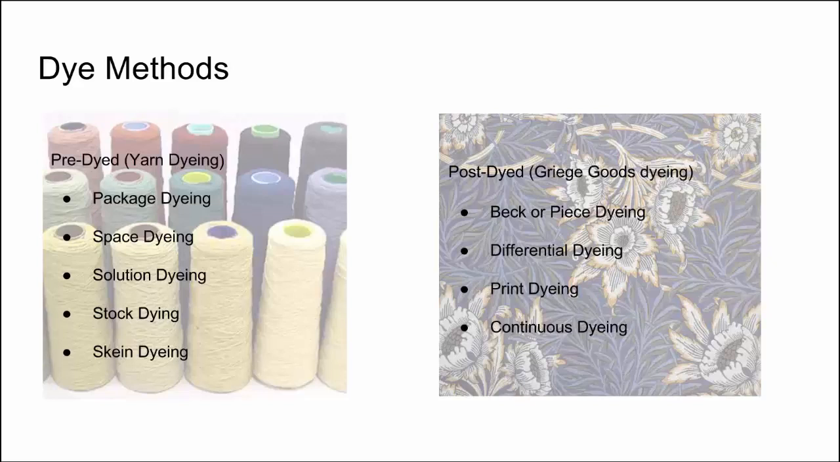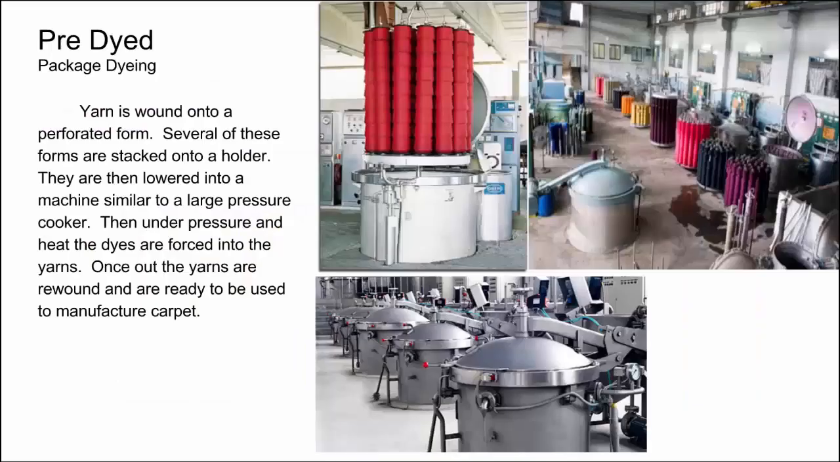The pre-dyeing or yarn dyeing methods are package dyeing, space dyeing, solution dyeing, stock dyeing, and skein dyeing. And the post-dyeing methods or the gray goods dyeing is going to be beck or piece dyeing, differential dyeing and print dyeing. And then as well we have continuous dyeing. So we'll go through these one at a time.